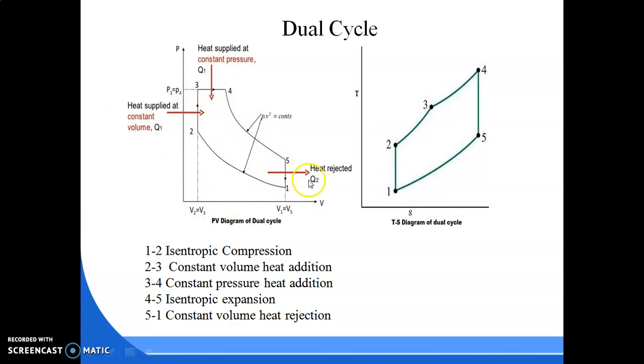So this is the PV diagram. If you go for the TS diagram, 1 to 2 isentropic compression, 2 to 3 constant volume heat addition, 3 to 4 constant pressure heat addition, 4 to 5 expansion, and 5 to 1 is your heat rejection. This is the PV and TS diagram of the dual cycle. 1 to 2 isentropic compression, 2 to 3 constant volume heat addition, 3 to 4 constant pressure heat addition, 4 to 5 isentropic expansion, and 5 to 1 is your constant volume heat rejection.